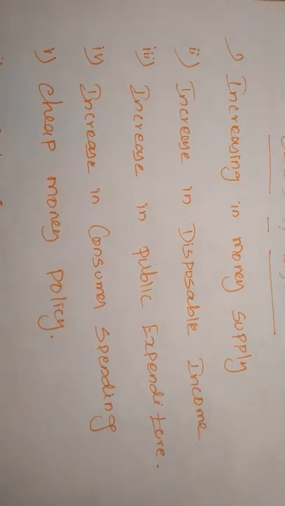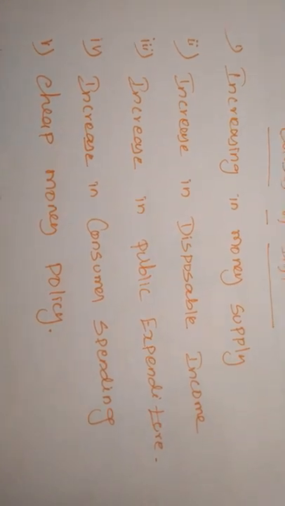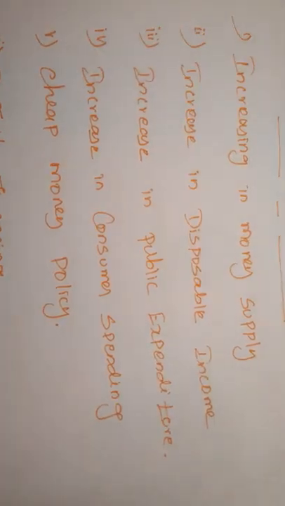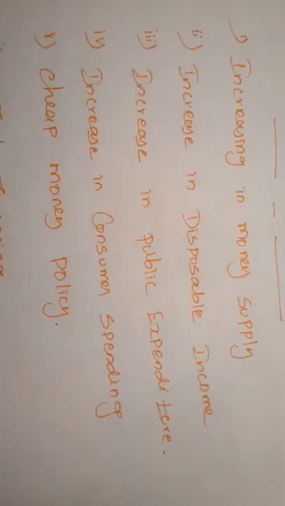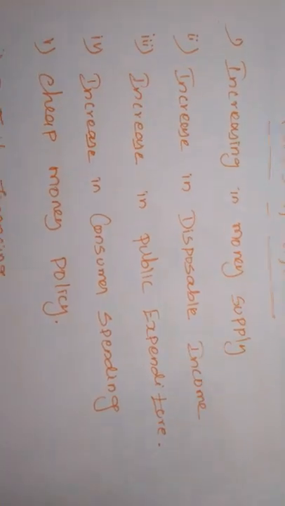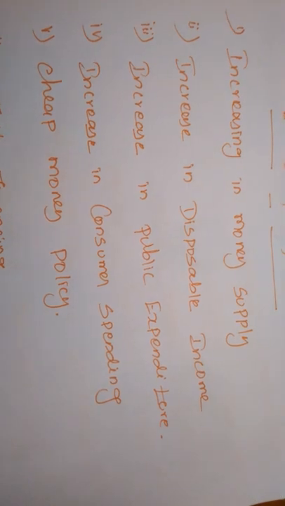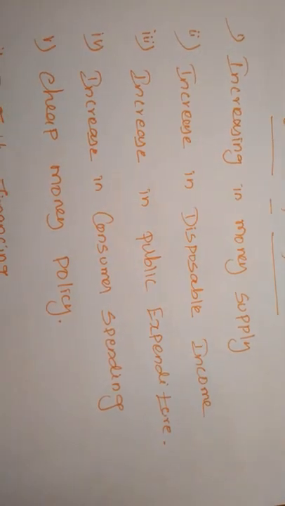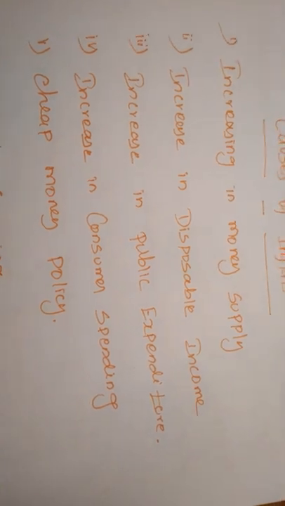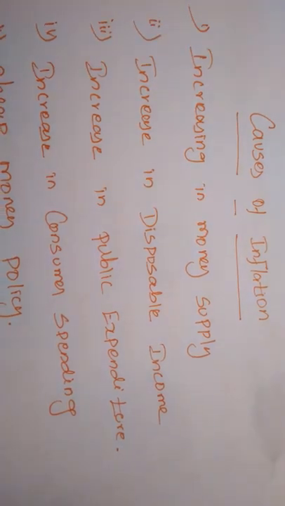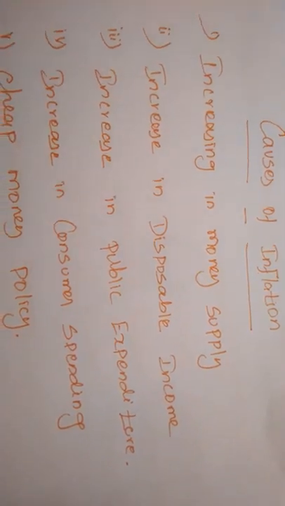If there are more commodities consumed, what does that mean? The demand for that commodity is increasing. On the basis of increasing demand for the commodity, automatically the price will be increased. So if the price rate is increased on the basis of disposable income, that is called an increase in disposable income. So the increase in disposable income is also one of the causes of creating inflation, right?